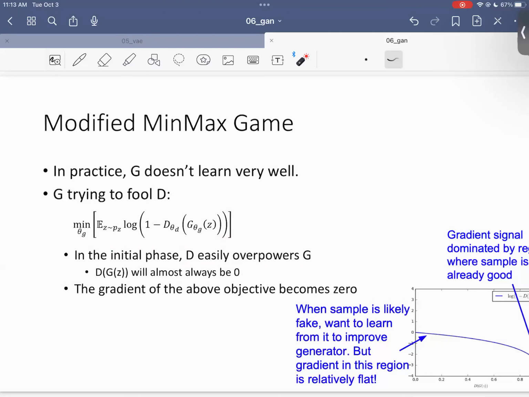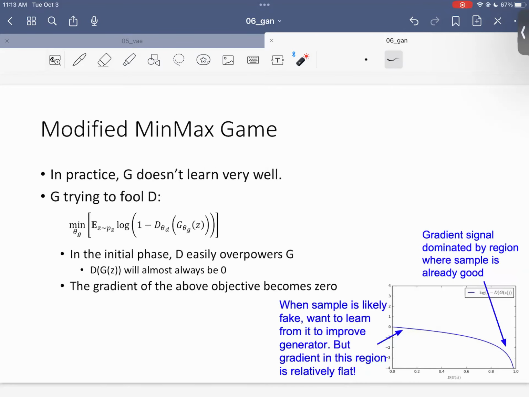So that means that D(G(z)) will almost always be 0. Because G(z) is the fake sample, this is x prime. So D will easily say that D(x prime) is 0 and D(x) is 1 in the initial phase, when the generator is bad at generating realistic samples.